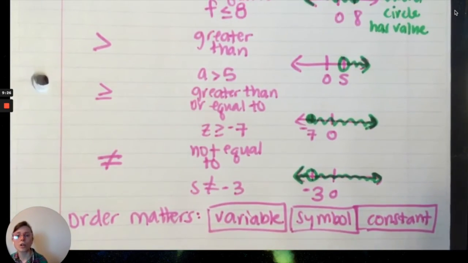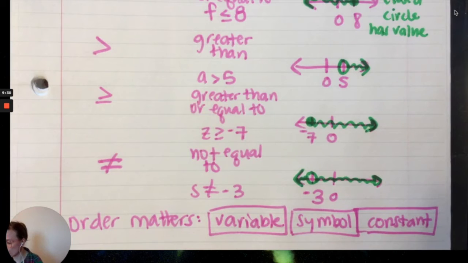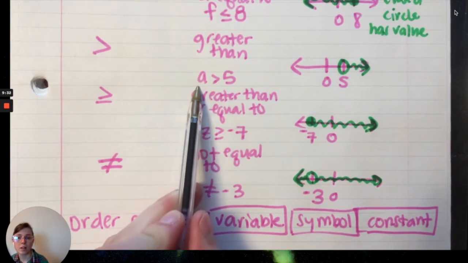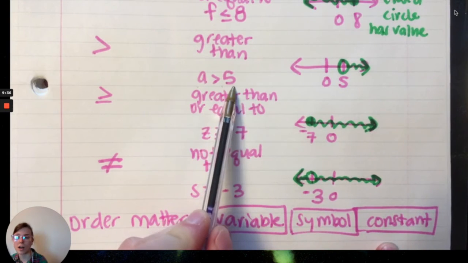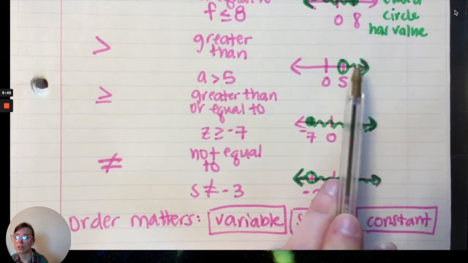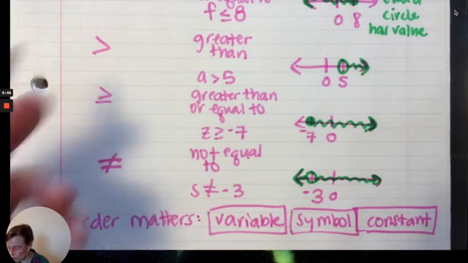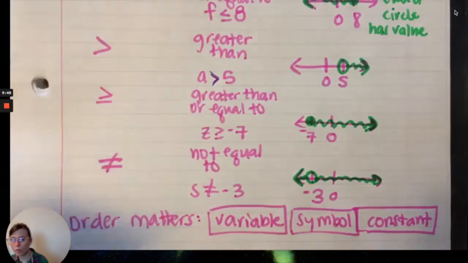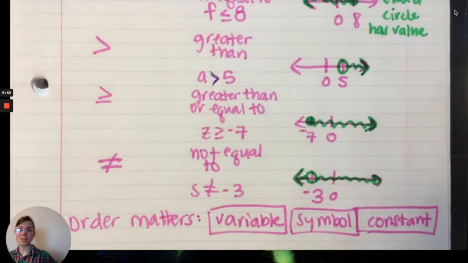So on our shortcuts, look at this one. So actually, I'm going to use a blue pen. Now we have a third color here. So you have a variable, a, you have your symbol, greater than, and you have your constant, 5. 5 is 5 no matter what. It's a constant. It's not going to change. The value of a could change. A could be 6, it could be 7, it could be 123. So this is a is greater than 5. Notice that this greater than matches this arrow to the right. So it's telling me to shade to the right.